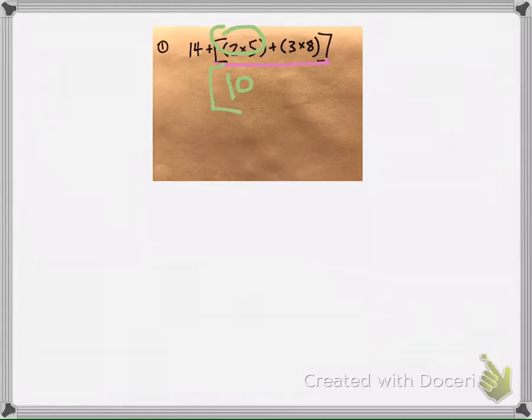And I'm going to rewrite everything else in a different color. Plus 3 times 8. Close that parenthesis and close that bracket. And don't forget that 14 hanging out on the outside. Now, I'm going to take a look. I still have my bracket there, and I have my last parenthesis.